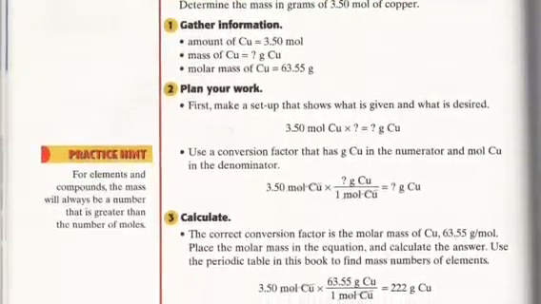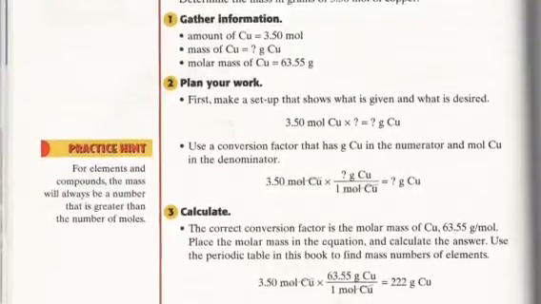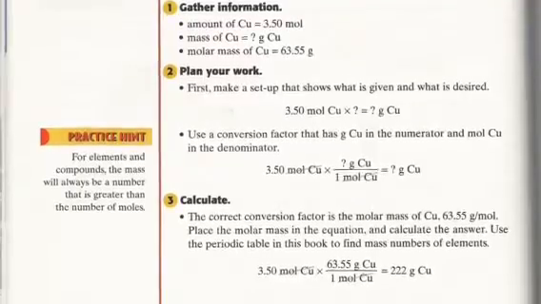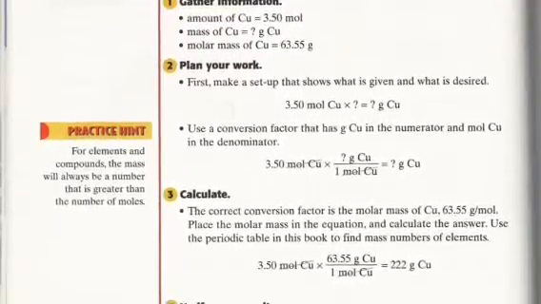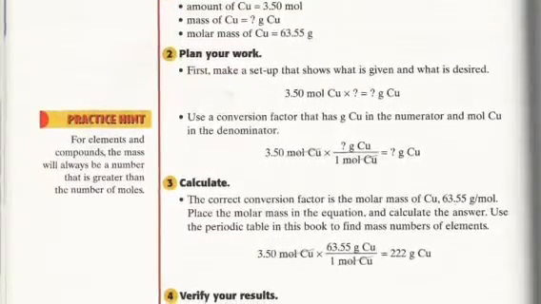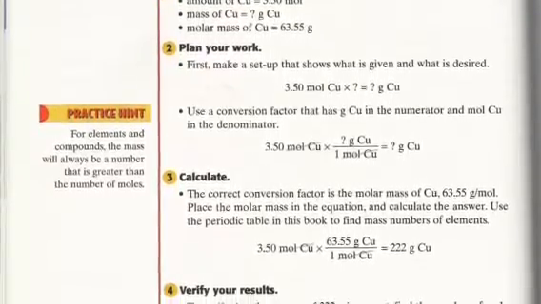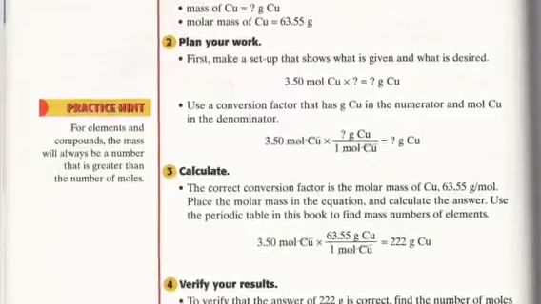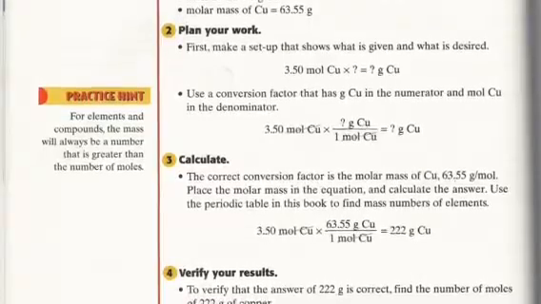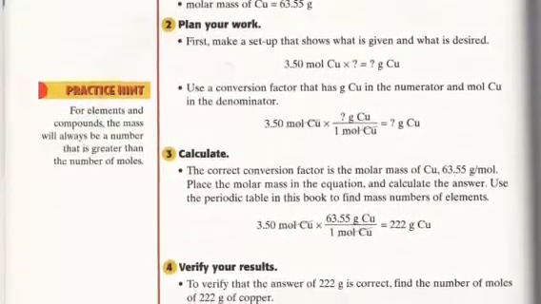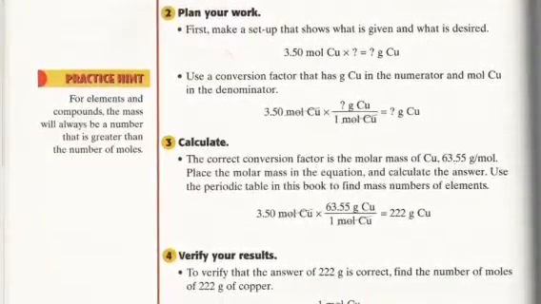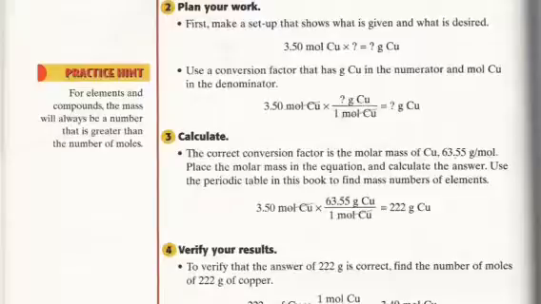Step 2. Plan your work. First, make a setup that shows what is given and what is desired. 3.50 moles copper times ? equals ? grams copper. Use a conversion factor that has grams copper in the numerator and moles copper in the denominator. So here's how you do it. You can see here we've got 3.50 moles copper times ? grams copper divided by 1 mole copper equals ? grams copper.